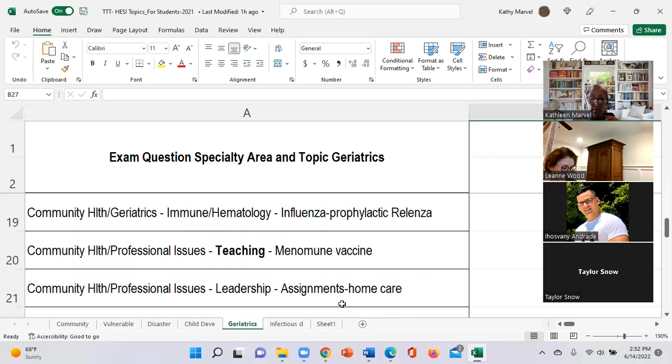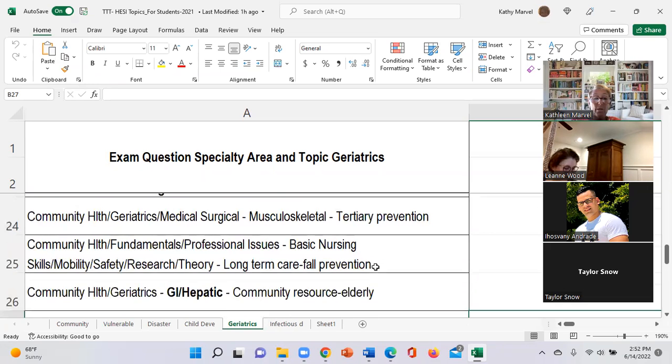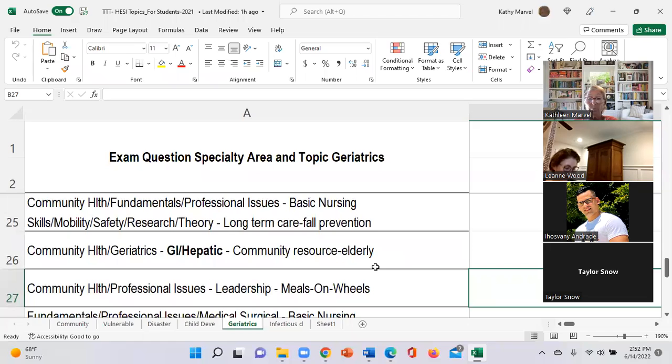Next is clients with COPD. I'm on line 23. What do the ADLs look like at home for COPD patients? Still in the elderly section, long-term care fall prevention. Maybe this is about doing a safety assessment. Maybe what activities, when you do your assessment, what do you look for as risk factors? Stairs, rugs, loose flooring, stuff like that in the home. Yep, exactly.